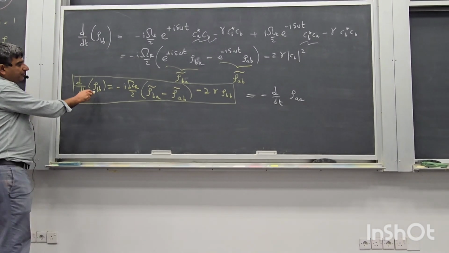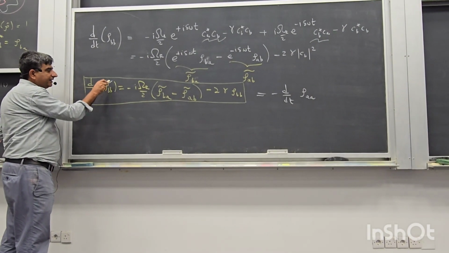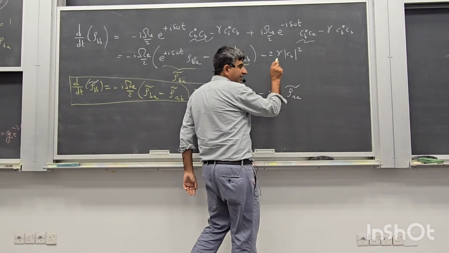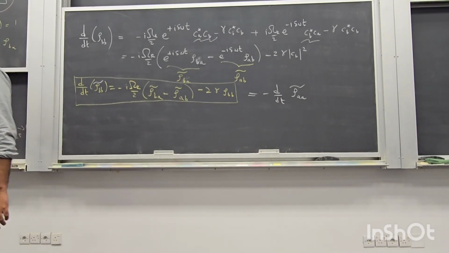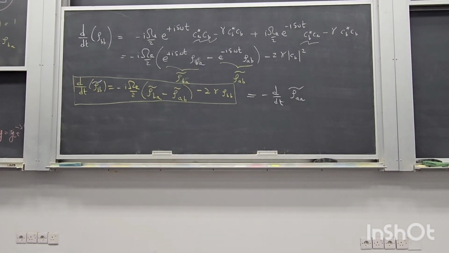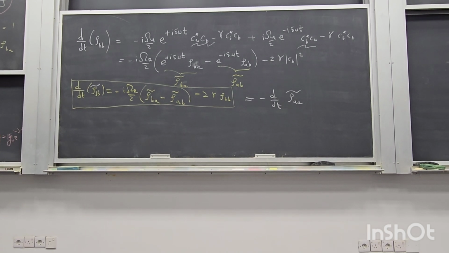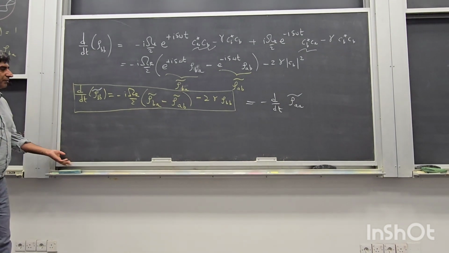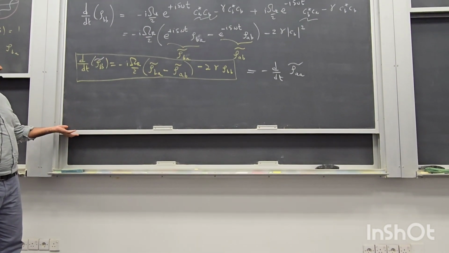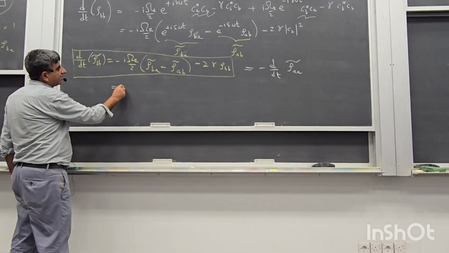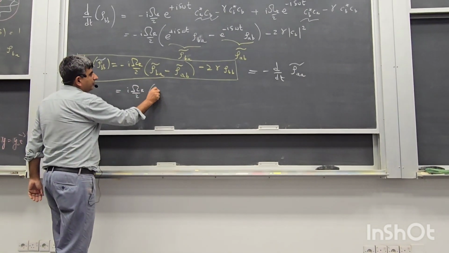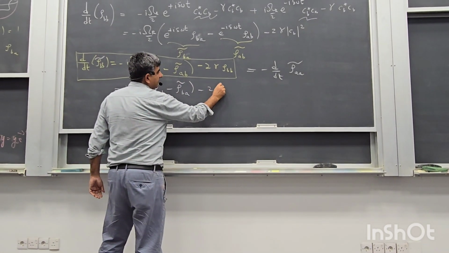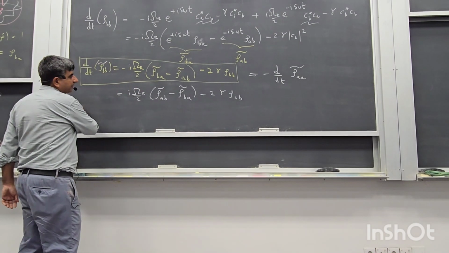By the way, rho BB tilde is the same as rho BB. I also make this substitution. Rho AA tilde is the same as rho AA untilde. Okay, these are substitutions that I make. I can make this choice. Now, in fact I can also write this as I omega r over 2 rho AB minus rho BA minus 2 gamma rho BB. This is the same thing.